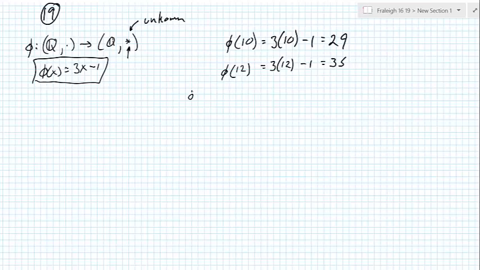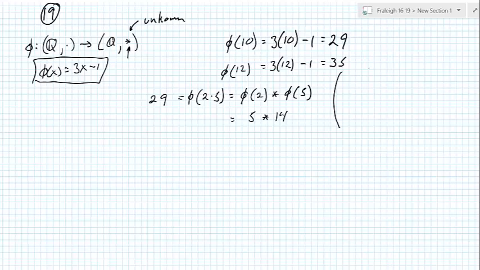Now let's consider what star will have to look like if it's going to make sense. So we know phi of 10, so let's look at something like 2 times 5. Well, that's of course 10, so phi of 10 we already know is 29. But if this is going to be an isomorphism, this has to be phi of 2 star phi of 5. Well, phi of 2 is 6 minus 1 is 5. Phi of 5 is 15 minus 1 is 14.